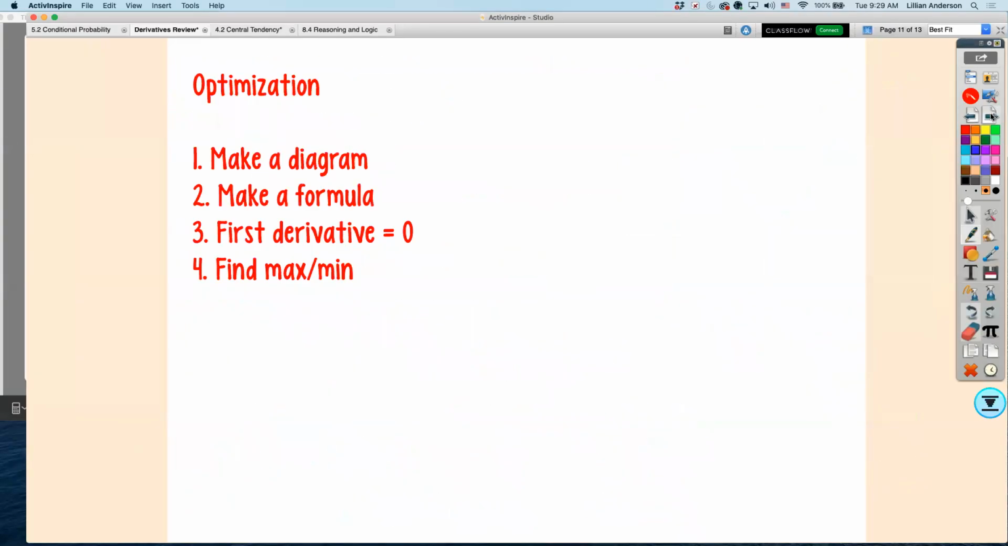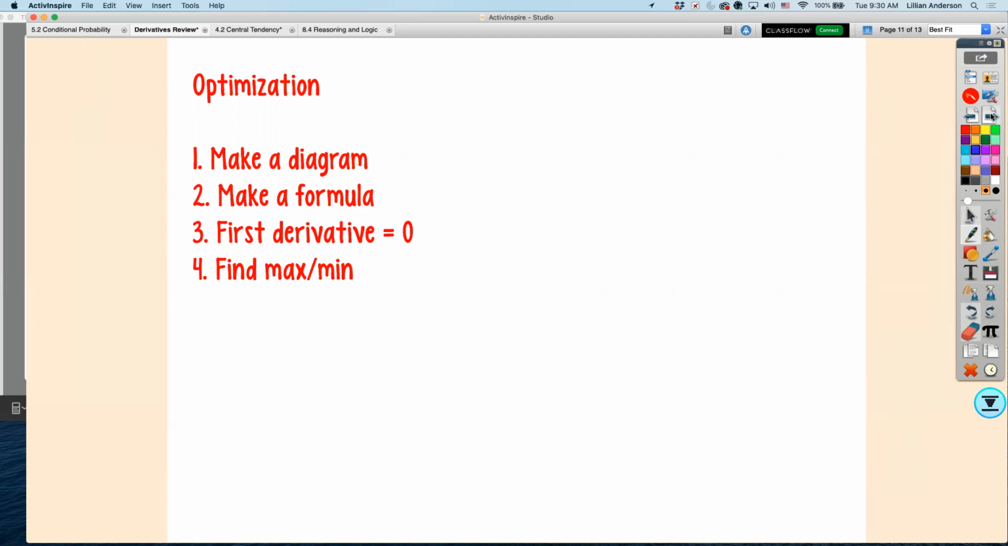The last part of derivatives was optimization. This is where we had our word problems. My steps to you were to make a diagram. There wasn't one here. A lot of times you always had a diagram, but if it didn't, make one. Then you need to make a formula. Depending on what it was asking you to maximize or minimize, you had to use a formula. That could be the area of a rectangle, area of a triangle, volume of a cylinder. Whatever it was asking you to maximize or minimize, you had to make a formula based off of that. Then you set the first derivative equal to 0 to help you find the maximum or minimum, okay? So those were the shortened version of all those steps from optimization.